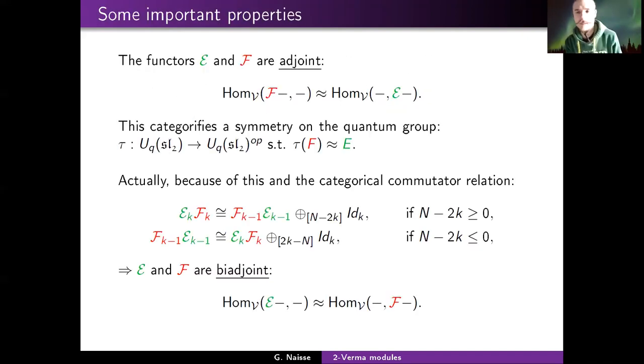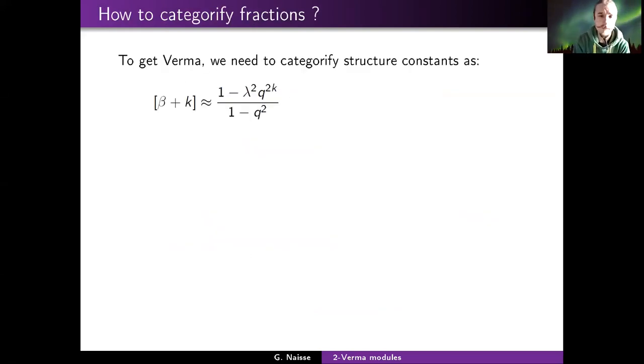Okay, so this is all well known for people working in categorification. But now I want to tell you how to use this to categorify Verma modules. And so now the issue with Verma modules is that you need to categorify structural constants such as this shifted quantum integer, so quantum beta plus k. And so here you really have a fraction, because somehow when we categorified the finite dimensional representation, we kind of cheated, because all the structural constants appearing, you could simplify them into finite polynomials, because you can always convert your quantum integer into a finite polynomial, and then this finite polynomial is just like a direct sum of your identity shifted by some degree.